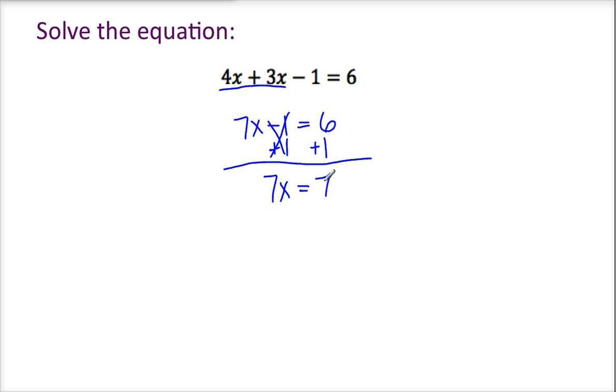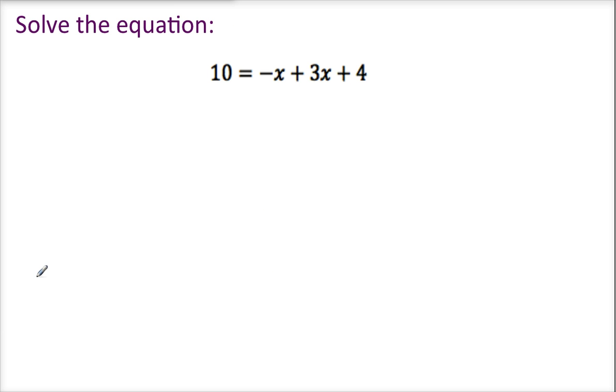and divide this side into 7 groups as well. So I divide this side by 7, and then this side as well to keep it balanced. 7 divided by 7 is 1, so there's my x, and 7 divided by 7, like I just said, is 1. So I solved the equation, and I found that x equals 1. Let's do one more example.